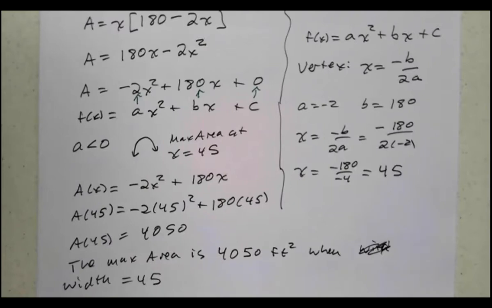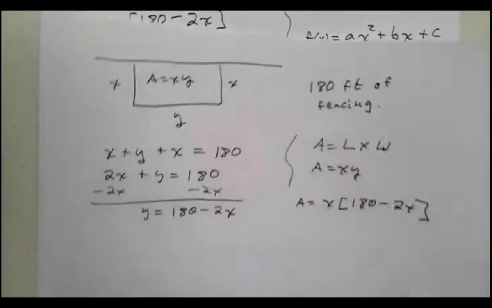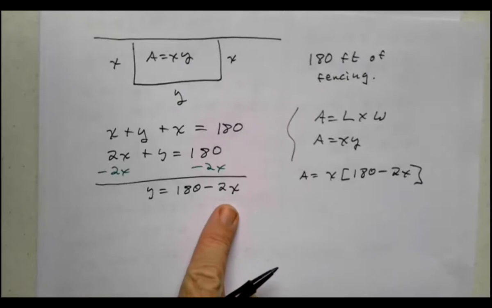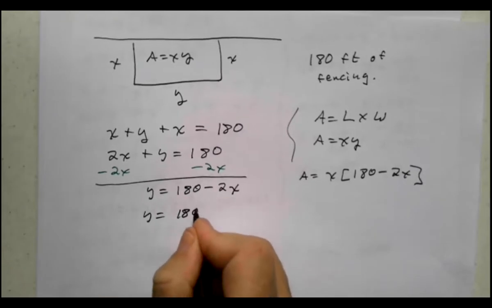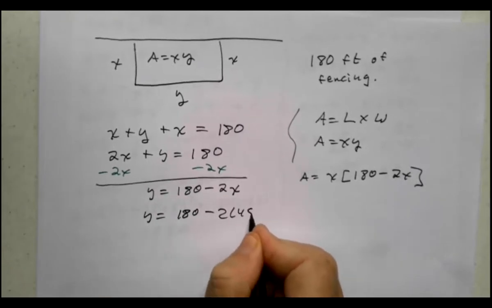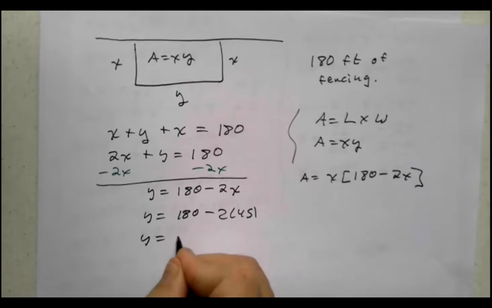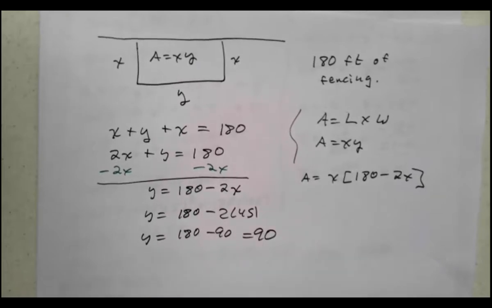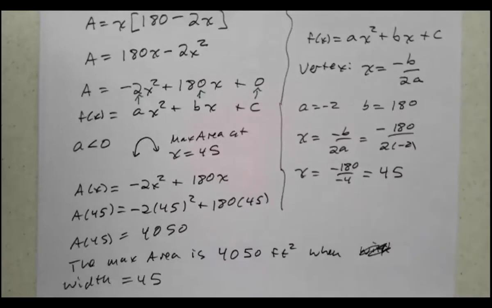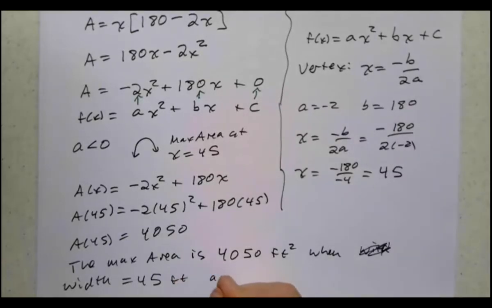Now, how do we find out what the length is? Well, if you remember on the other page, we said y was 180 minus 2x. We just said that x was 45. So y is 180 minus 2 times 45. Y is 180 minus 90. Y is 90 and the length is 90. When width is 45 feet and length is 90 feet.